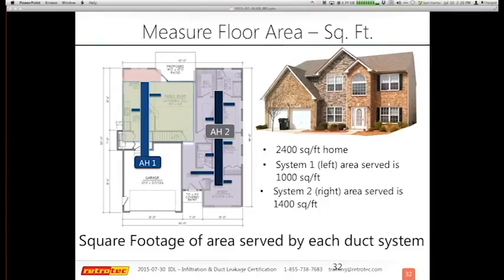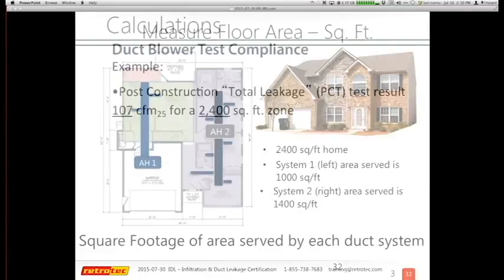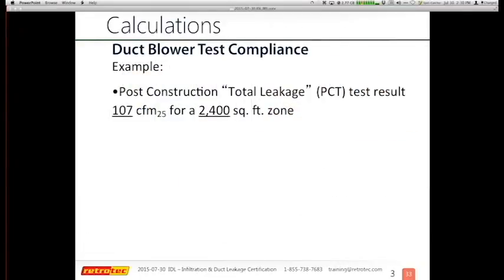So for here, I have two air handlers or two systems. One serves 1,000 square feet. The other one serves 1,400. And then I would do my test to find out if each of these is passing. And if they are, then the whole house actually complies. Here's some of the ways that I'm going to do some of the math. Again, this is kind of a brief overview about how to do some of this. It's not in-depth.